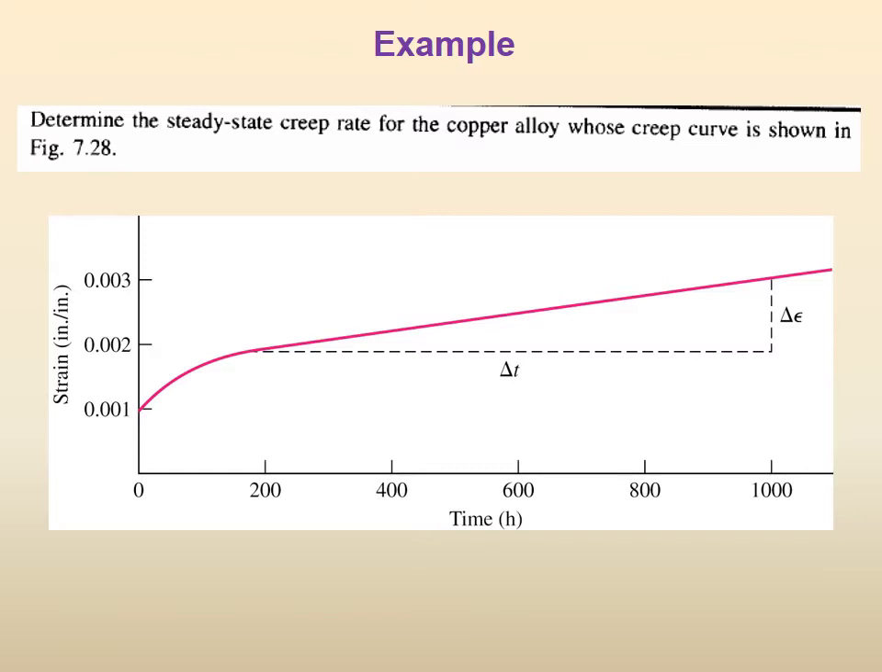Determine the steady state creep rate. We are doing this example now for the copper alloy whose creep curve is shown in the previous figure. So that was a copper alloy and this creep curve was shown. So just find the creep rate. Do exactly what we did earlier.